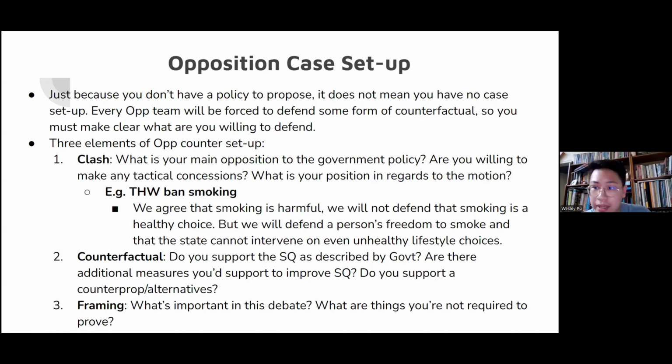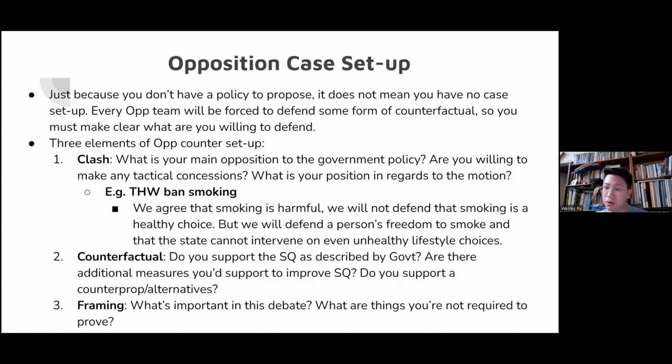So you're shifting the debate. The debate is no longer about is smoking bad. The debate is about should this choice be allowed. And that's how opposition can use the same things that Gov has in terms of framing, in terms of mechanisms, and push back against them. A counterfactual. Do you support the status quo despite the government? Are there additional measures to improve the status quo? Do you support a counter proposition or any alternatives?